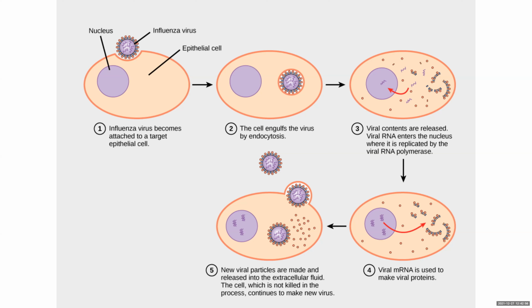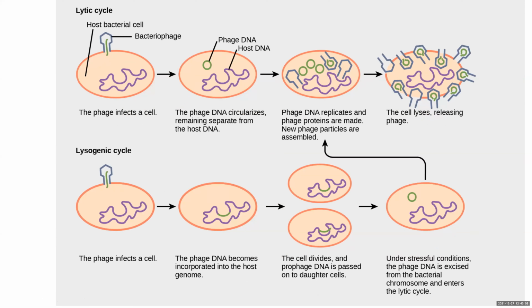All right, so this is for animal cells infected by influenza. When we look at bacteria, there is a range of different things that can happen when they are infected by bacteriophage. Most types of phage can do both of these things.